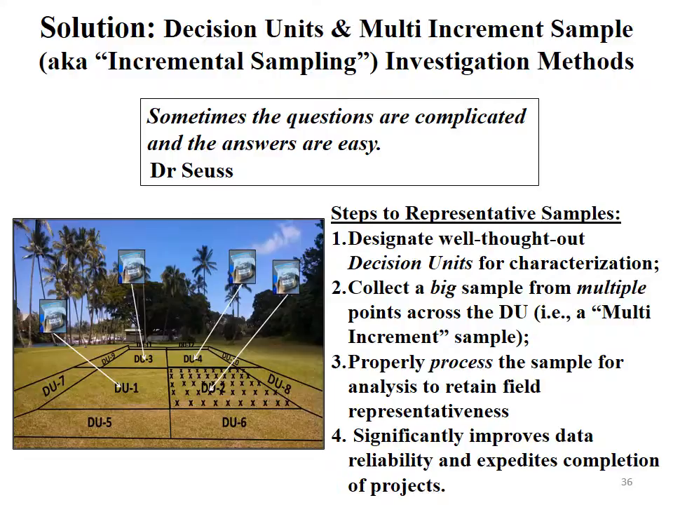It needs to be properly processed. They can't just open the bag and collect a pinch of soil and test it. They have to dry the sample, sieve it, and then subsample it very carefully, mimicking what you did in the field, collecting an aliquot to test from at least 30 points, and then testing a minimum 10 grams to get representative data. So in this case now, the data represents the sample you sent in, and the sample represents the area that you collected it from. This significantly improves data reliability, and ultimately it expedites completion of projects, even though you may spend more time up front.